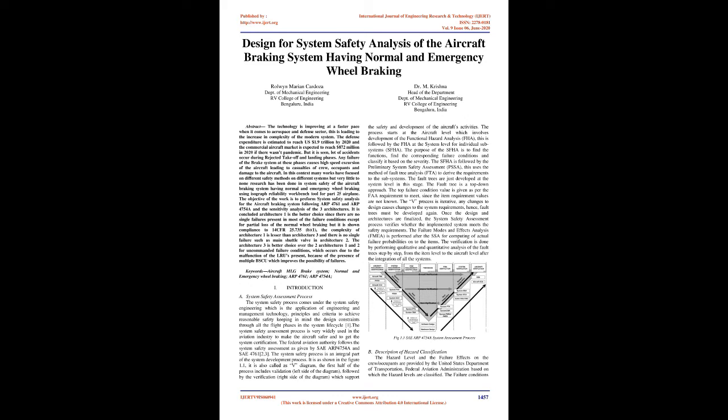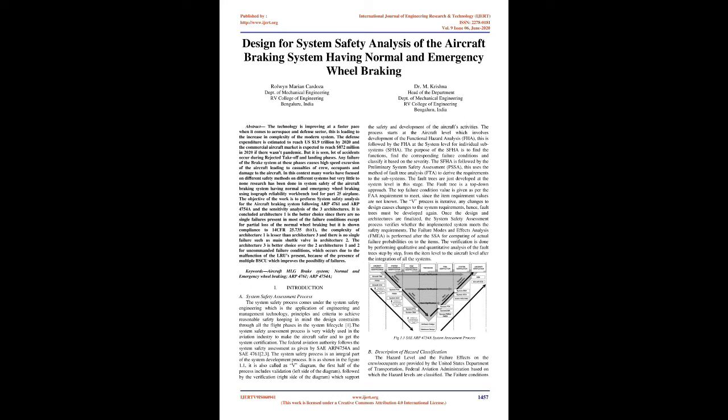Architecture 3 is a better choice over the two Architectures 1 and 2 for uncommanded failure conditions, which occur due to the malfunction of the LRUs present, because of the presence of multiple BSCUs, which improves the possibility of failures. Keywords: aircraft MLG brake system, normal and emergency wheel braking, ARP 4761, ARP 4754A.